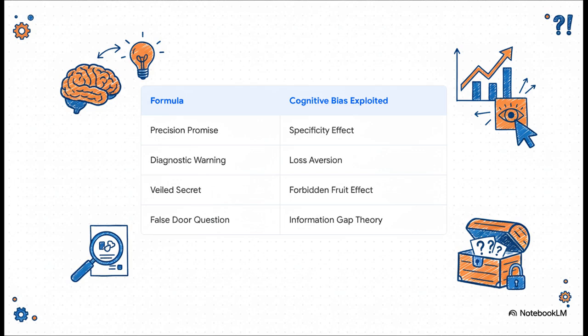The diagnostic warning, that's pure loss aversion. The veiled secret triggers the forbidden fruit effect. We want what we can't have. And the false door question creates an information gap that our brain feels compelled to fill. This is not a guessing game. It is straight up applied psychology.